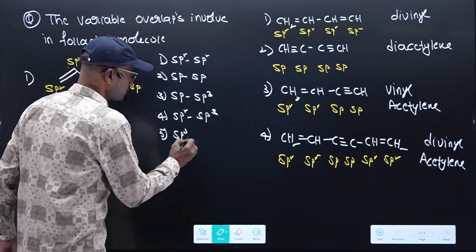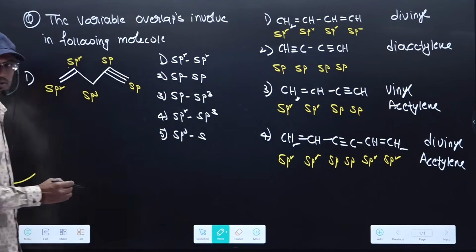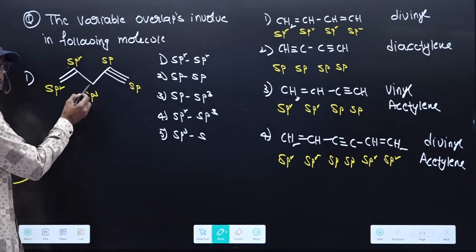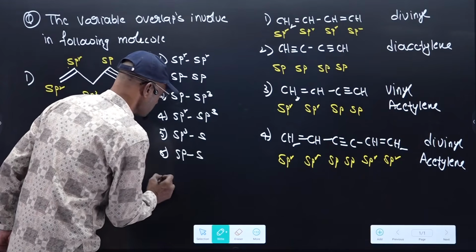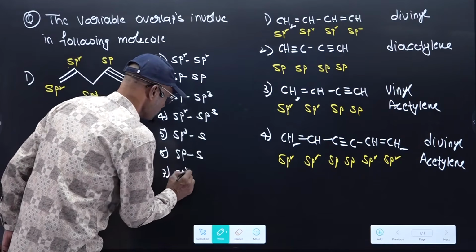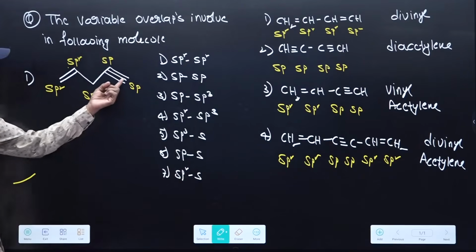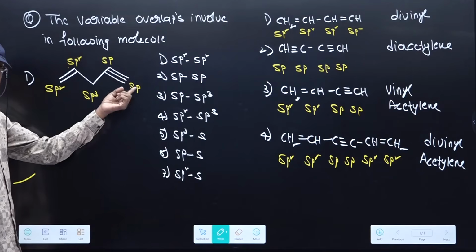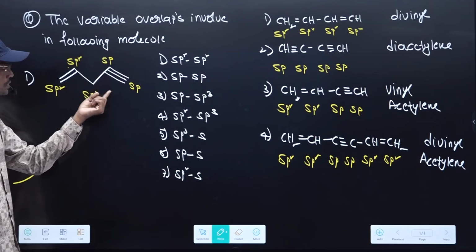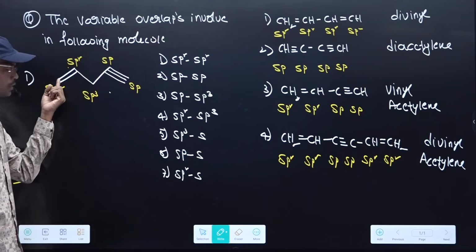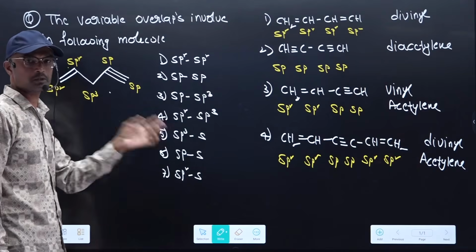Can I expect sp3-s overlap? It is there or not? This one, sp3-s. Then followed by sp-s overlap is present. Then one more is sp2-s overlap. Here hydrogen is there, and here there is no hydrogen. Here hydrogen is there, sp3-s. And here also hydrogen, sp2-s. Total how many different overlaps? 7 different overlaps are present.